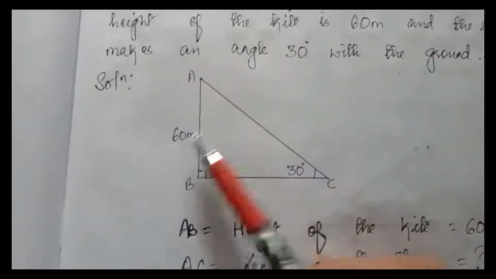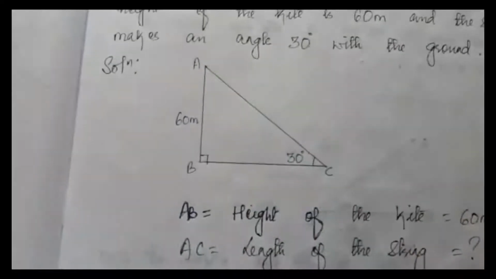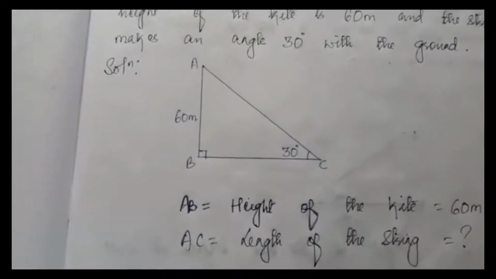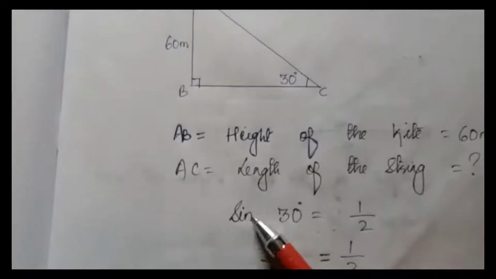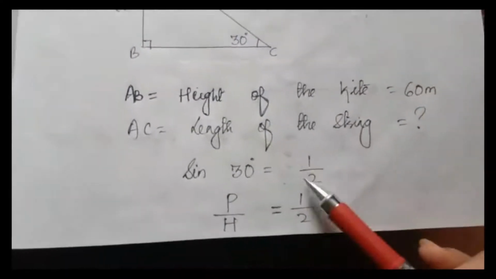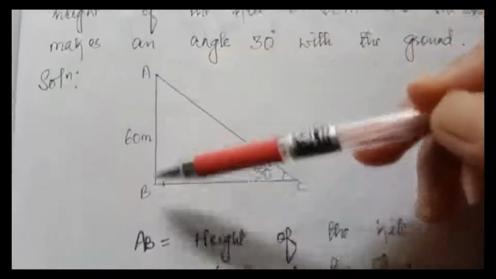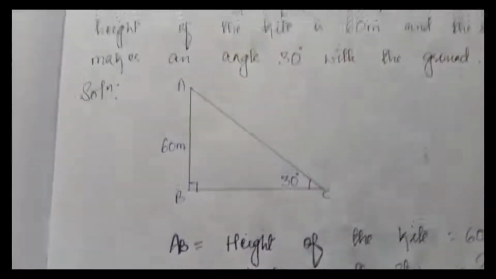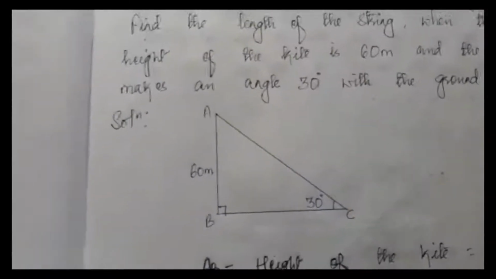Now perpendicular and hypotenuse. For perpendicular and hypotenuse we have to use sine. So we'll use sine 30 and the value of sine 30 is half. So in place of sine 30 write half. Sine is perpendicular by hypotenuse. Perpendicular is AB, hypotenuse is AC.